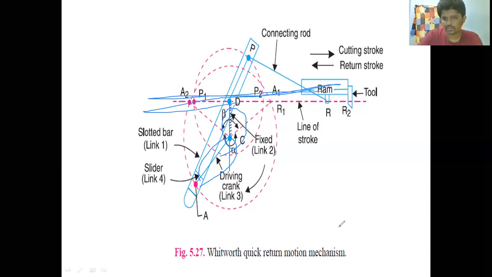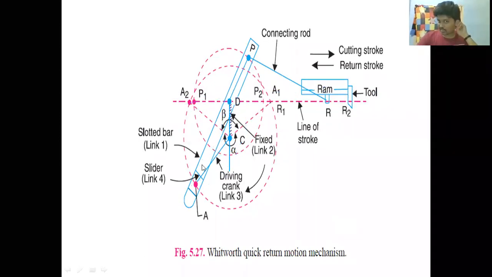Now I'll explain the process here. What happens is, when this crank CA starts rotating, it rotates with a uniform angular speed. If you see, then what happens to the AP bar? The AP bar will also start rotating, right? Because this crank itself is rotating. Then what happens to the connecting rod which is attached at P? It will start reciprocating. So when the crank rotates, this AP will also rotate, and now from P we have the connecting rod to the RAM, and it will start moving.